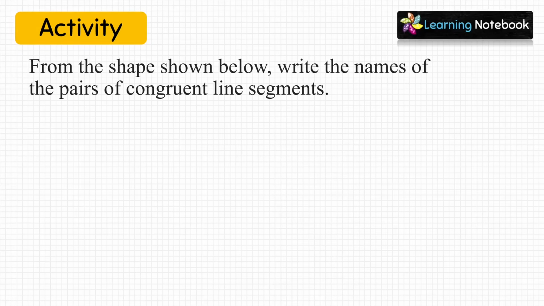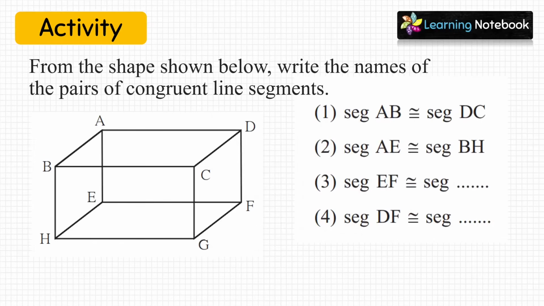Now let's do an exercise based on congruent line segments. From the shape shown below, write the names of the pairs of congruent line segments. We are given segment AB is congruent to segment DC and segment AE is congruent to segment BH. So segment EF is congruent to segment HG and segment DF is congruent to segment CG.